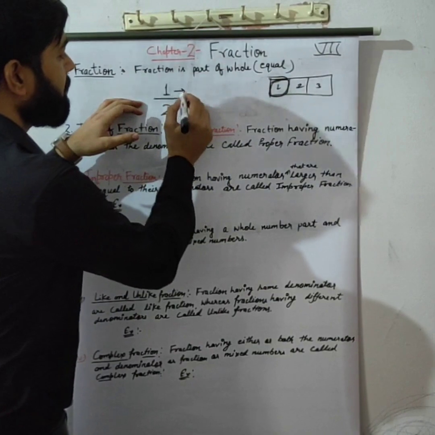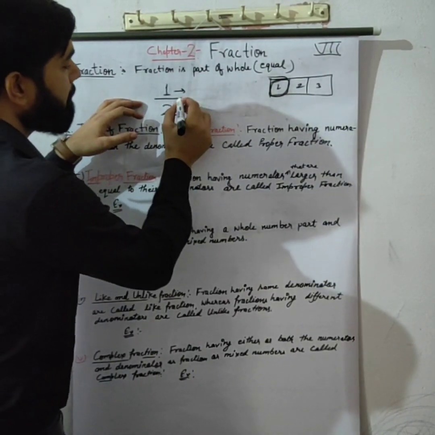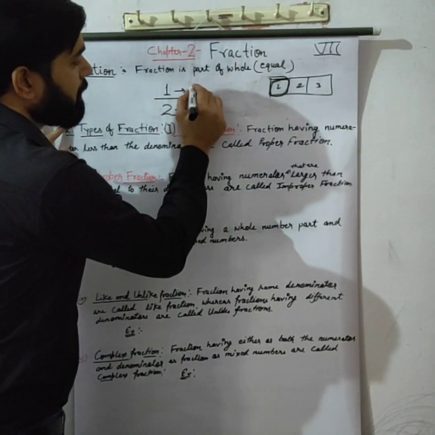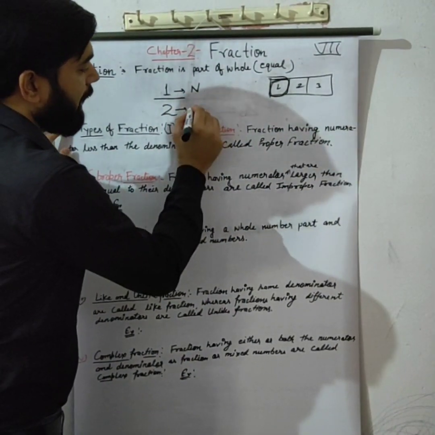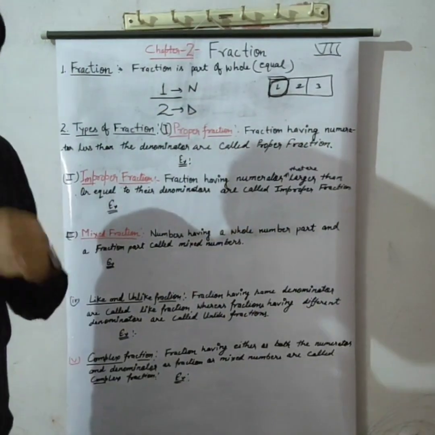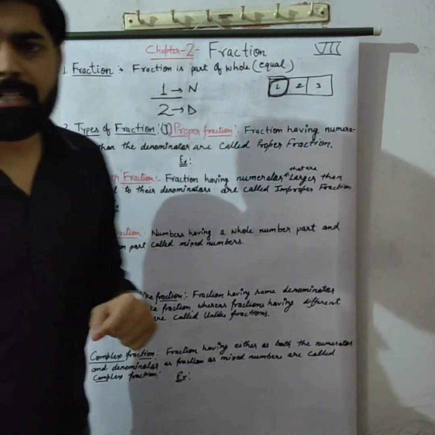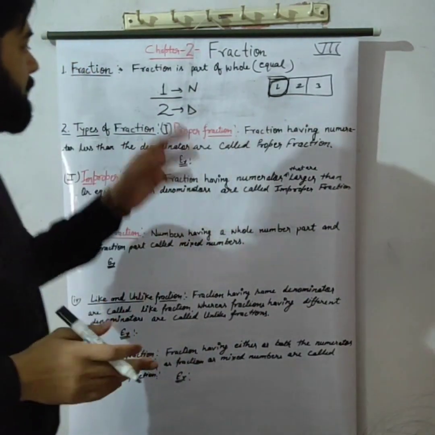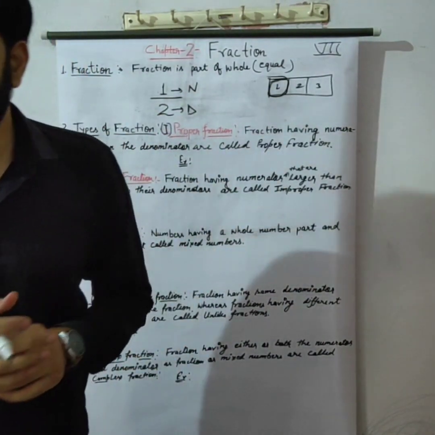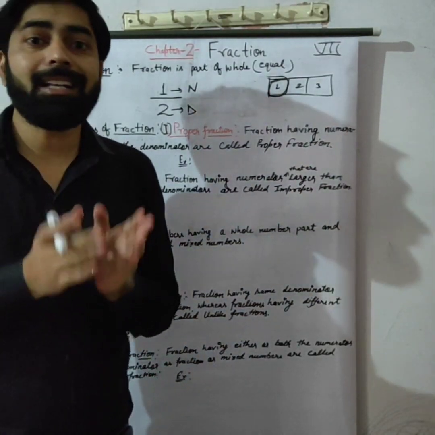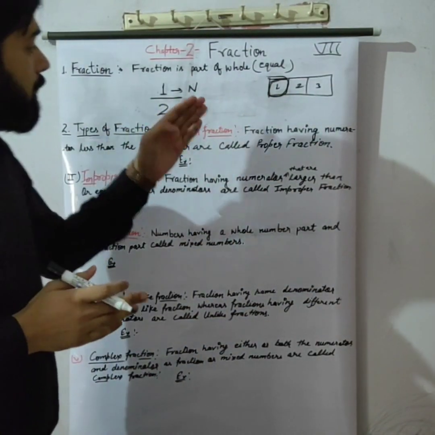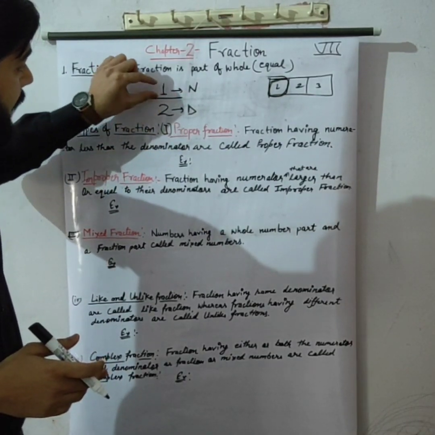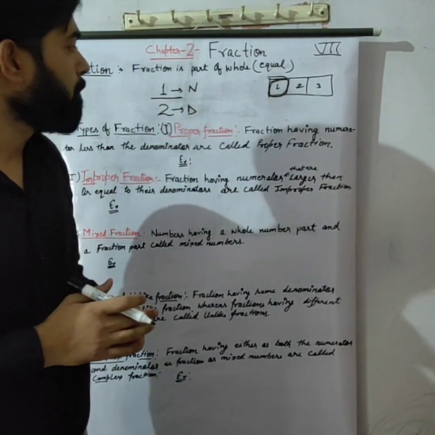One is the upside number, the second is the bottom side number, and the third is a line. This number is called the numerator, and this number is called the denominator. The numerator represents how many parts you have, and the denominator represents how many parts the whole is divided into.